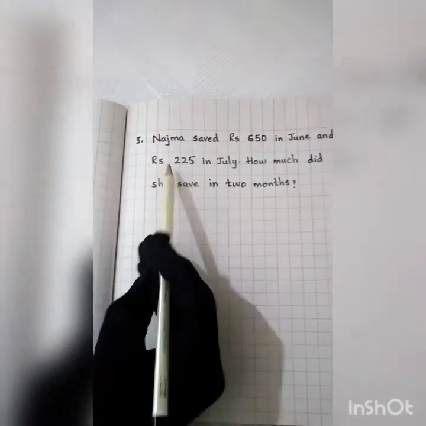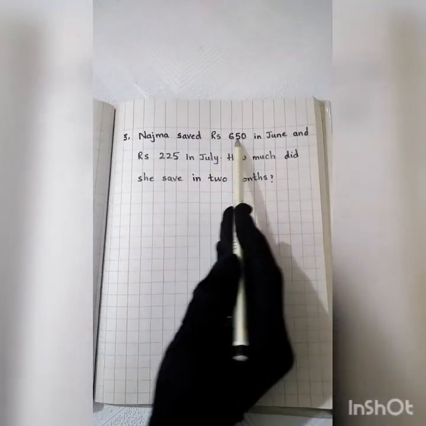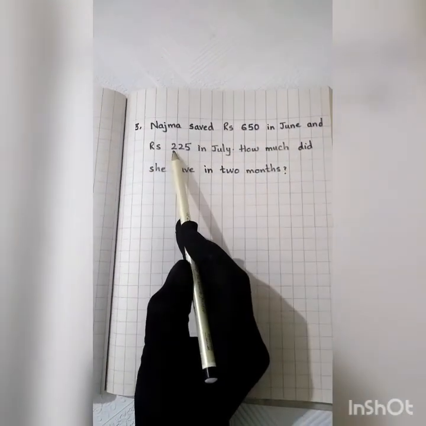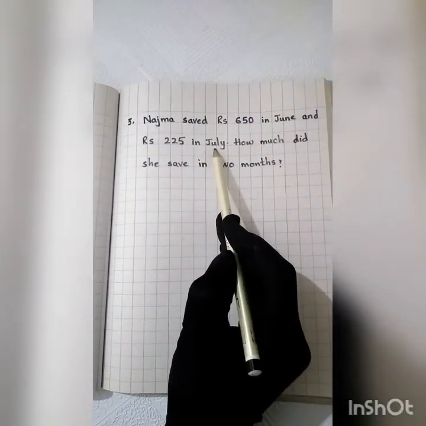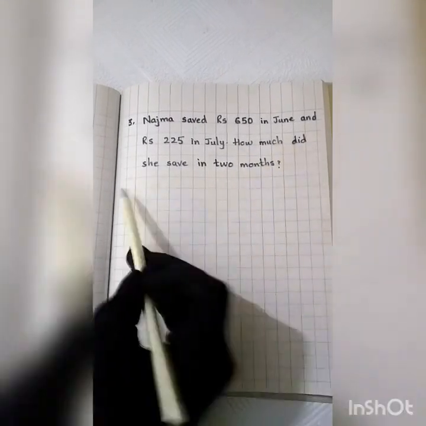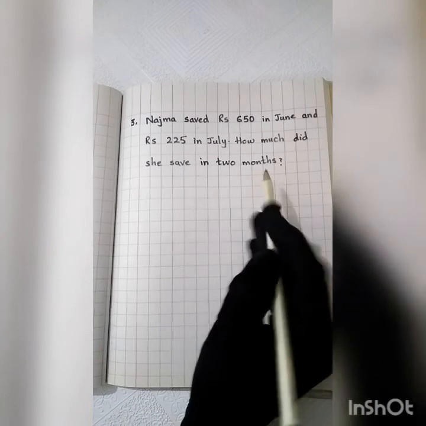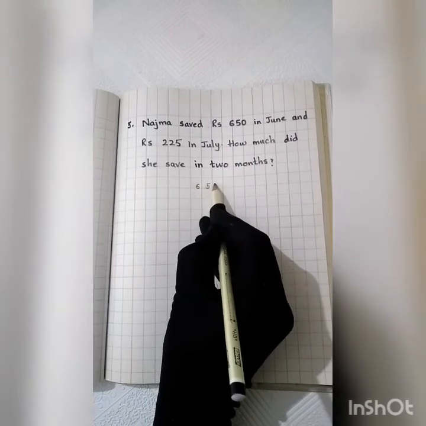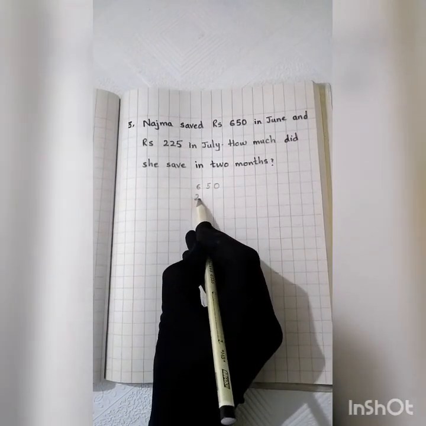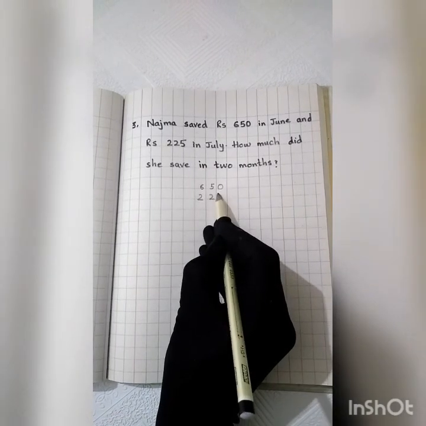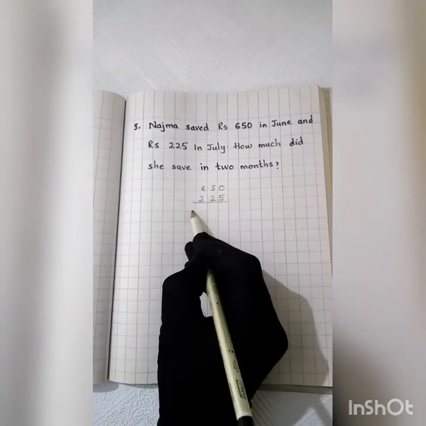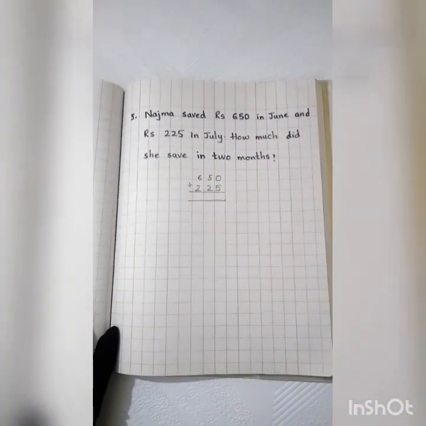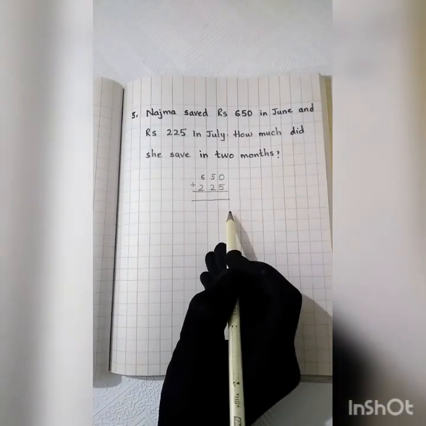Start question 3. Najma saved rupees 650 in June and rupees 225 in July. How much did she save in 2 months? First, we write, children, 650. Then we write 225. Add the numbers and write the answer. Okay, children, complete question 1, 2 and 3 in your notebook.